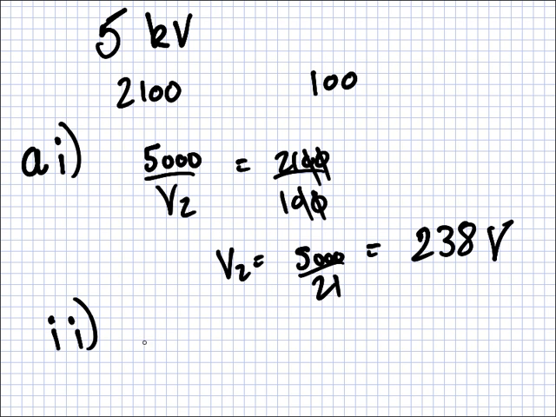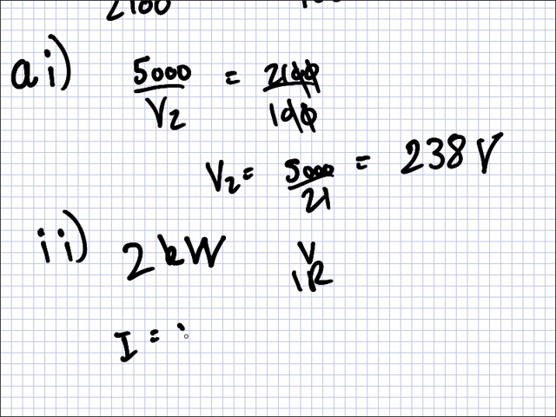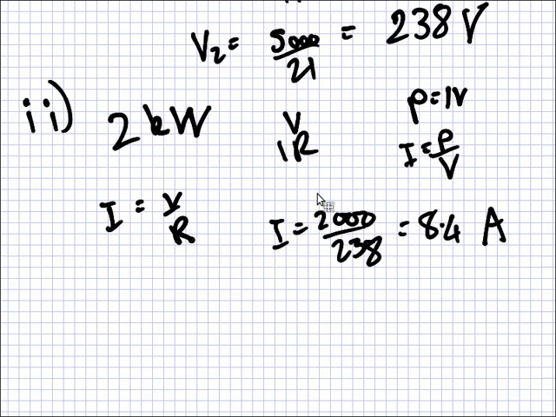Part 2: A power of 2 kilowatts is required from the secondary coil. Determine the current in the secondary coil. So I would be... oh, that's power, isn't it? You want the I, which is V over R. But we have to use the other formula, P equals IV. So I is P over V, so that's 2,000 over 238. What do you get? 8.4 amps.